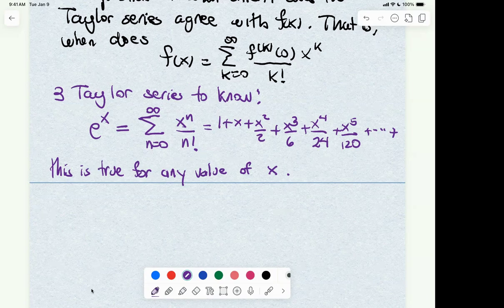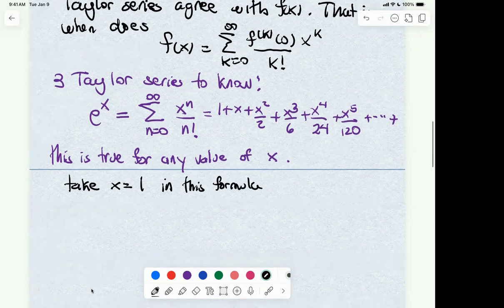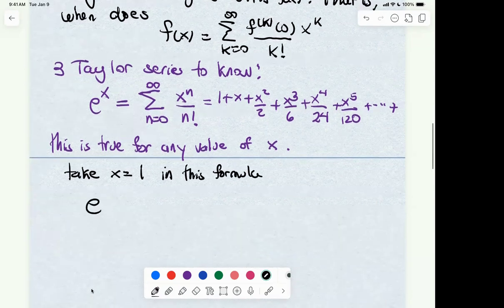And that's how you can get cool things that otherwise it would be hard to know. Because, for example, if you take x equals 1 in this formula, what do you get? You get e to the 1, which is just e, the famous number e. Then 1 to the n is always 1, it doesn't matter what power of 1 you put in there.